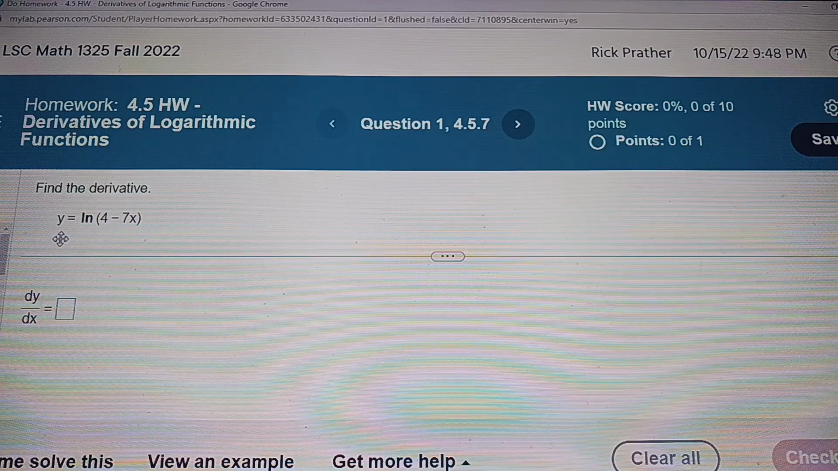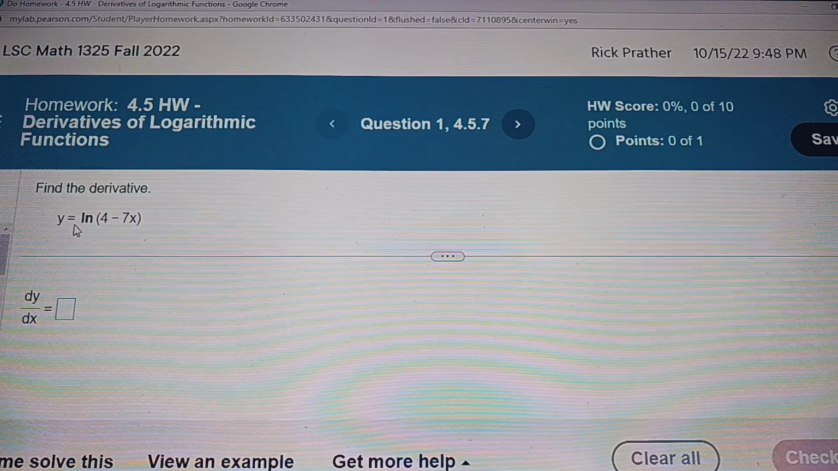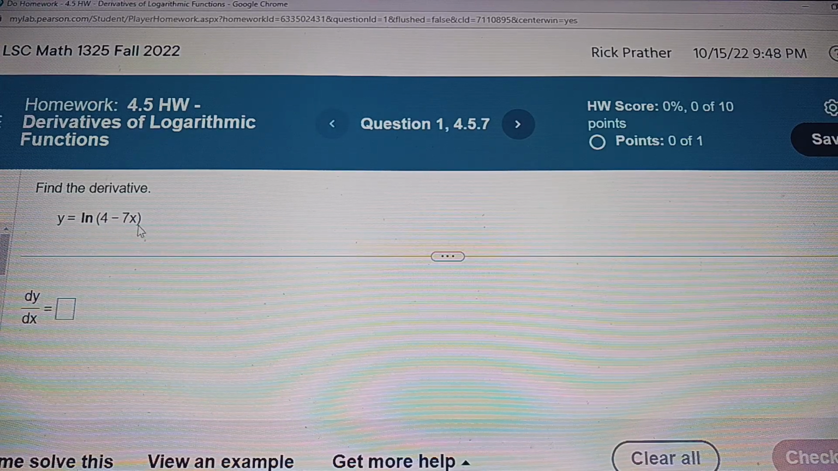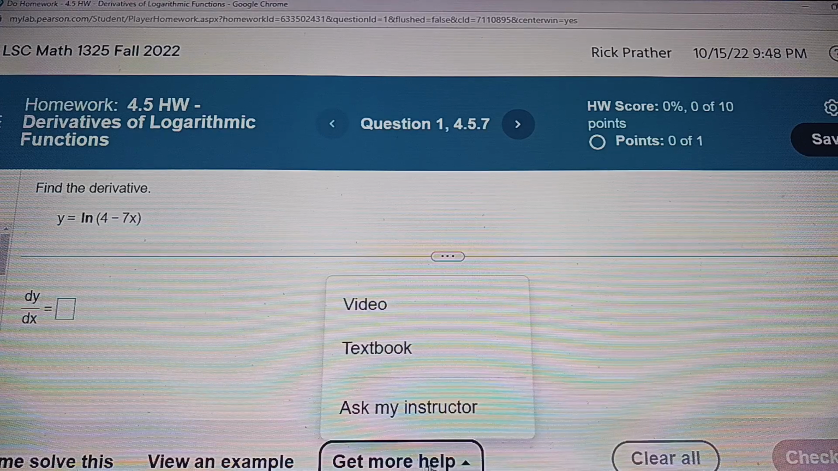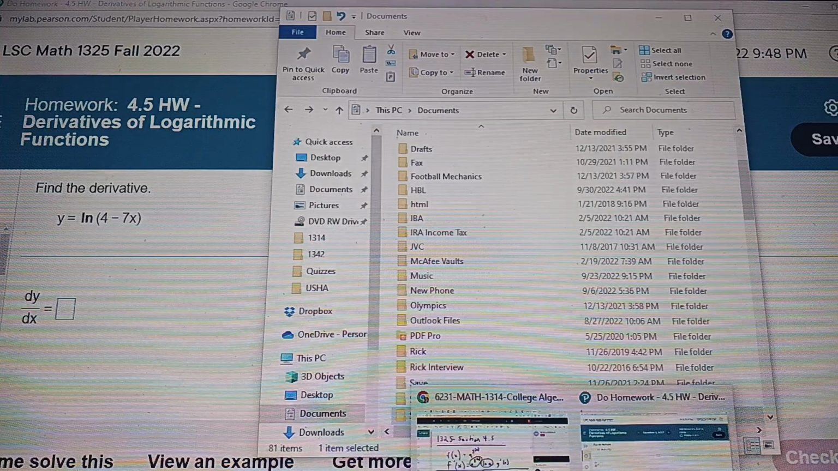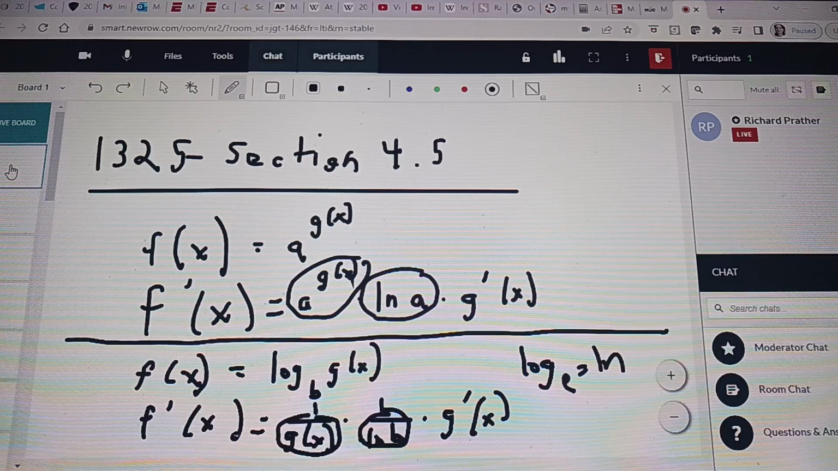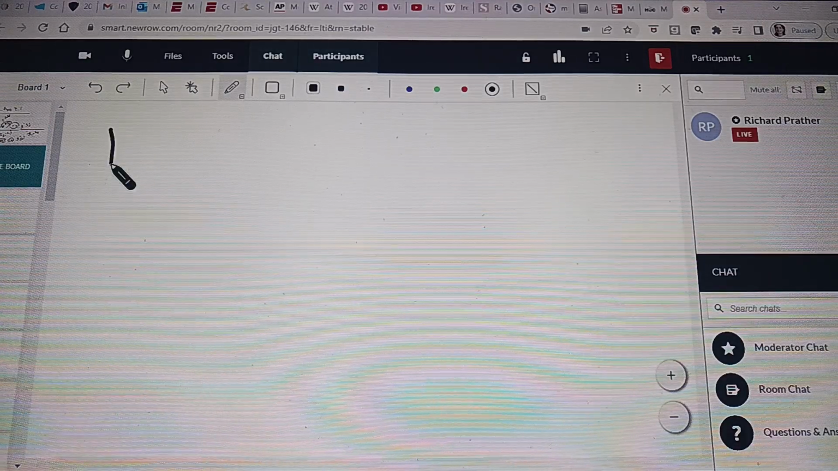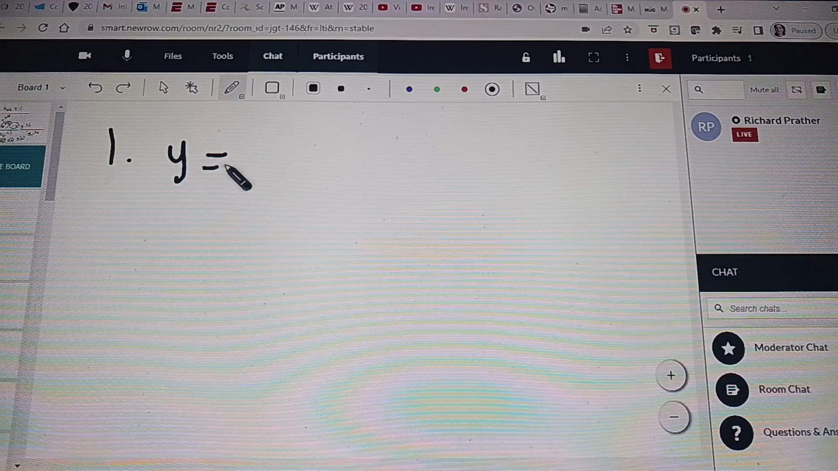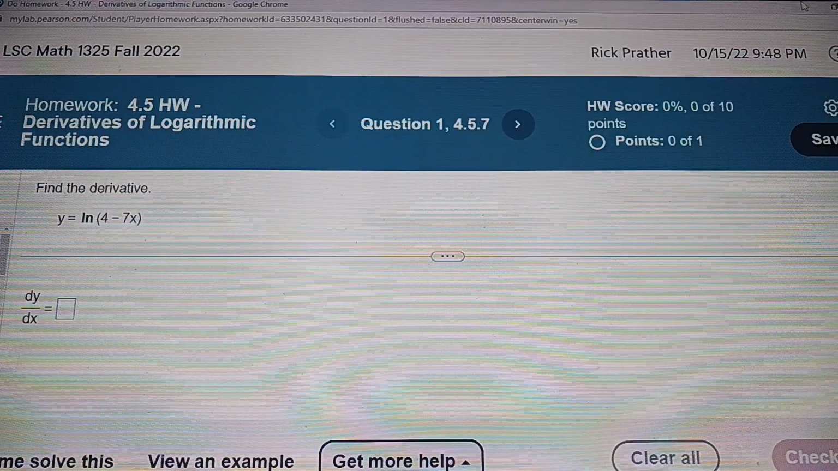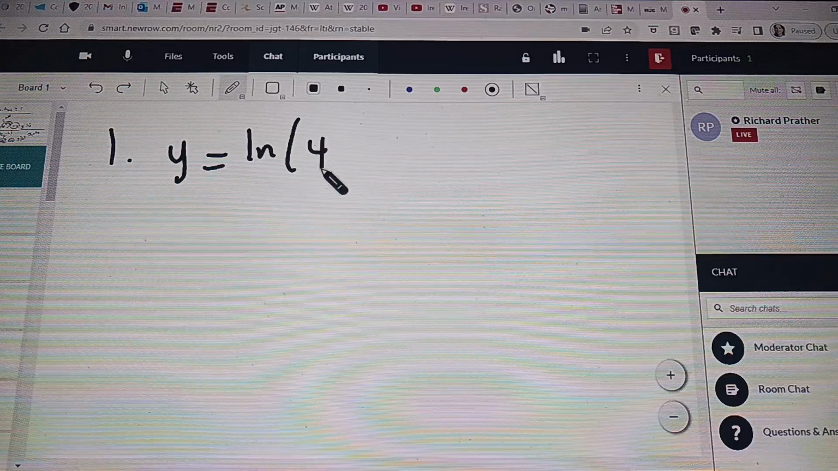So my first problem in the 4.5 homework, y equals ln of 4 minus 7x. Whoops. That's weird. I was trying to click this. Okay, I was clicking stuff and other stuff was popping up. So number one, y equals ln of 4 minus 7x.